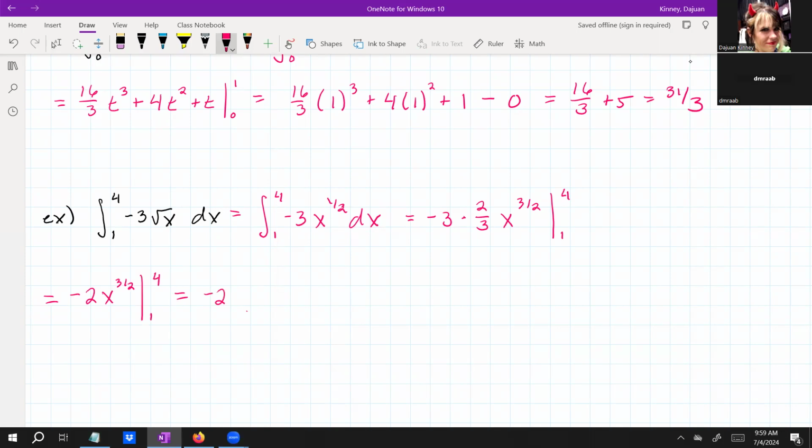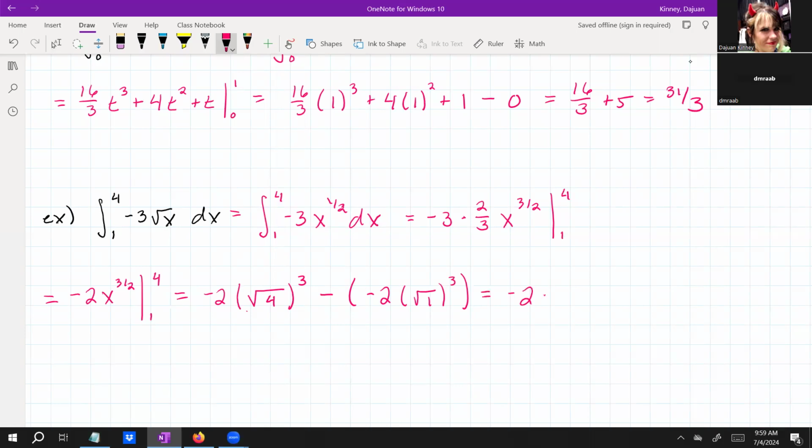Now I'm going to do something a little different. 3/2 is saying root to the 3rd. So that's going to make my math of this a little simpler. Minus negative 2 square root 1 to the 3rd. All right, square root of 4 is 2.